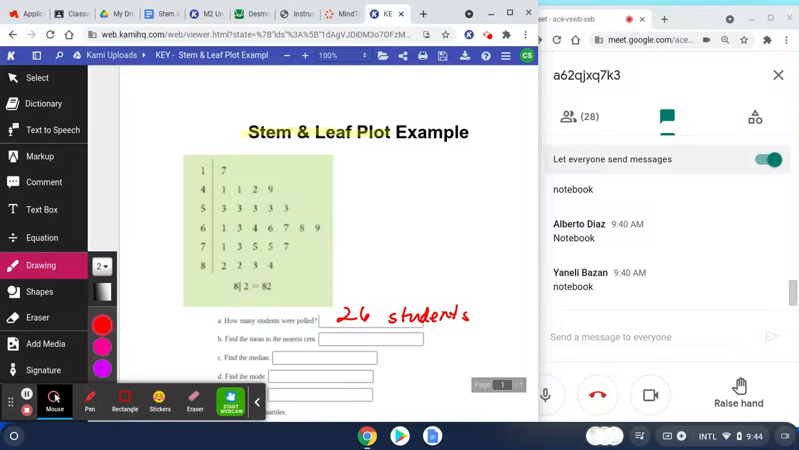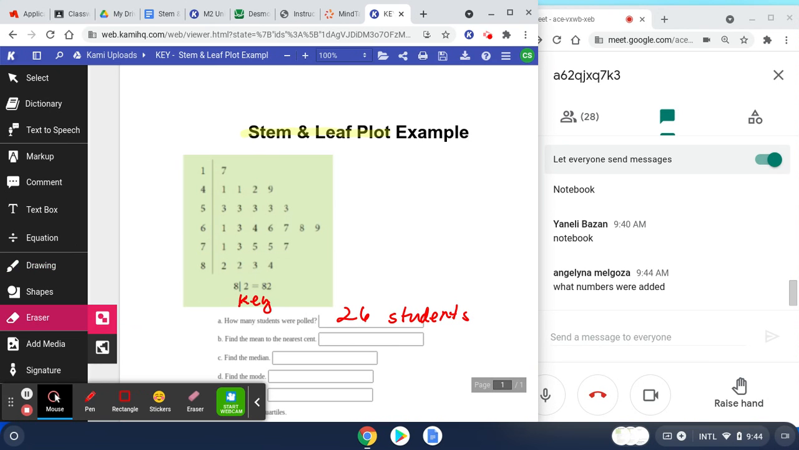Okay, we're going to be looking at stem and leaf plots today. Remember that this little key exists down here at the bottom to let you know how this data works. For example, an 8|2 is an 82 for our piece of data.